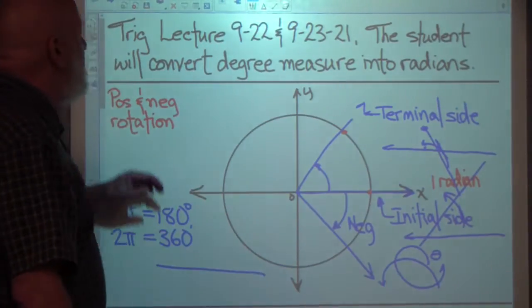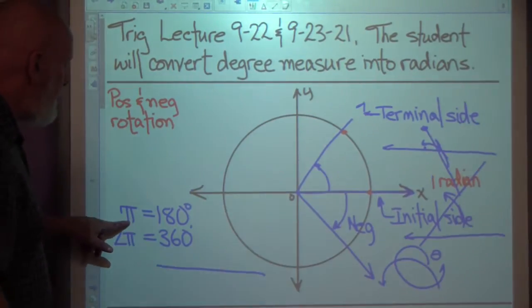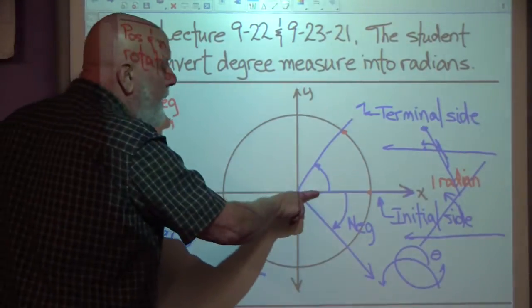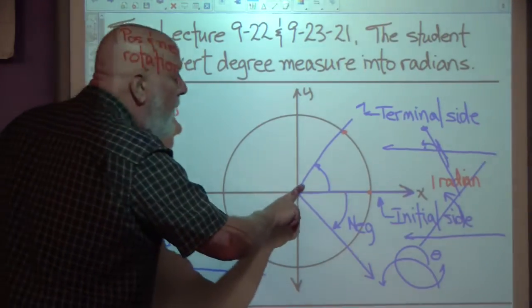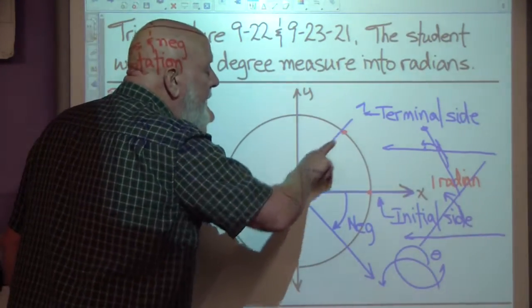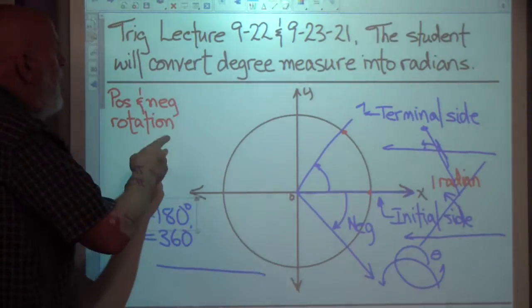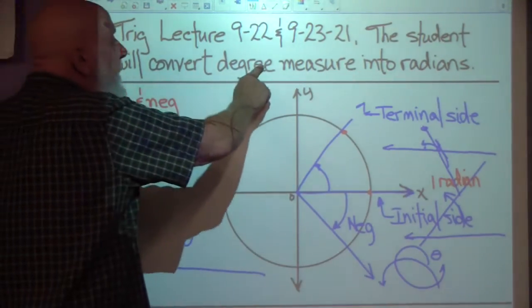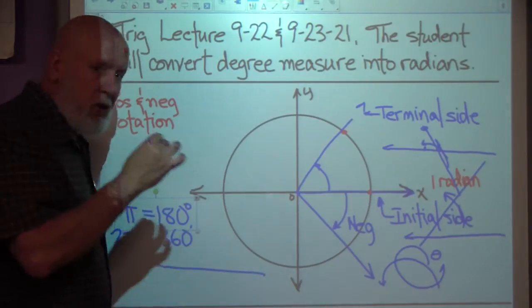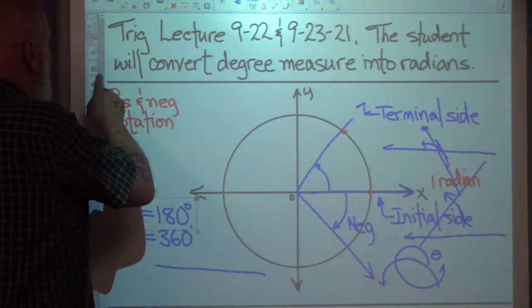What we're going to try to do today, now that we have an idea that pi radians is 180 degrees, is figure out that 1 radian right here is so many degrees. I'll show you how to figure out how many. We're going to convert degree measure into radians to start. Okay, so here we go. Here's how we do it.